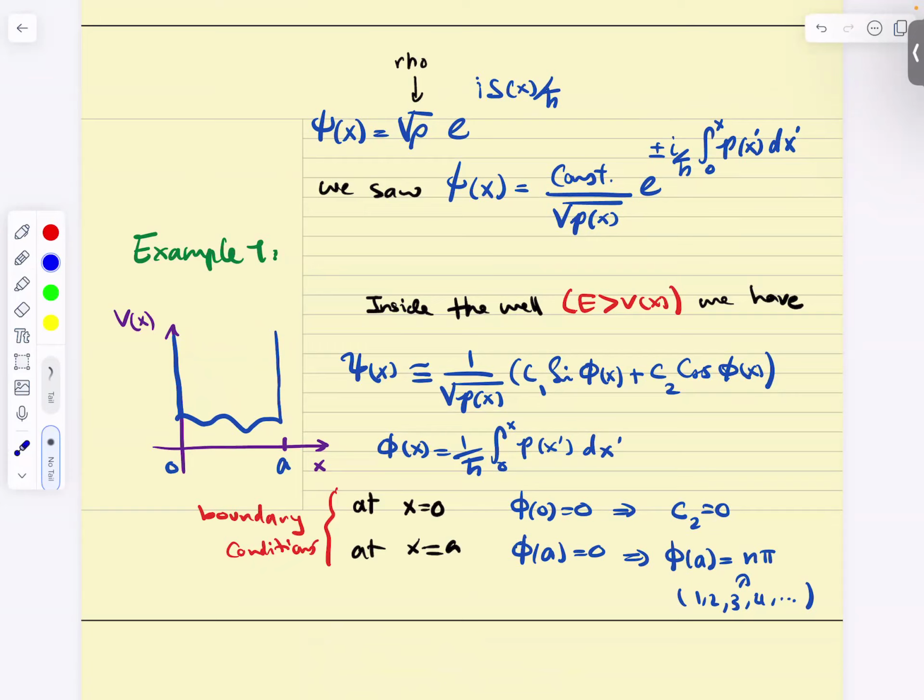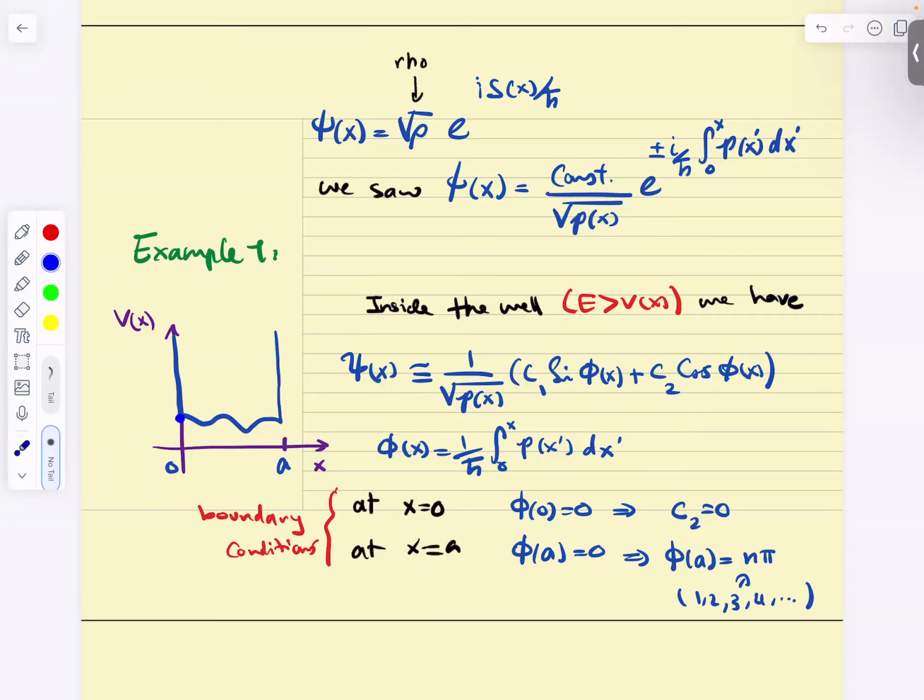This is a differential equation. We're solving the Schrodinger equation. It's a second order differential equation. There are always two independent solutions, right? And the way you fix them is using boundary conditions, a boundary value problem. Is that good? What are your boundary conditions?